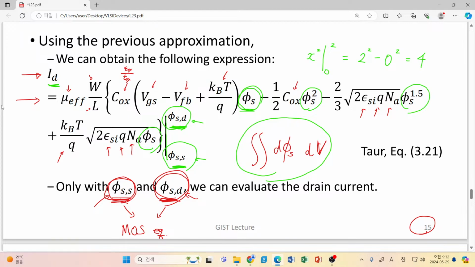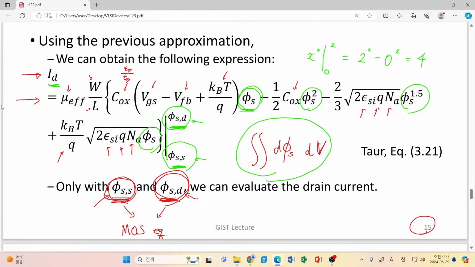Now, in order to obtain this kind of simplification, first of all, let me start from the most rigorous way, called Pao-Sah integration. After that, introduce certain approximations to make an achievable simplification. Okay, so are you with me?